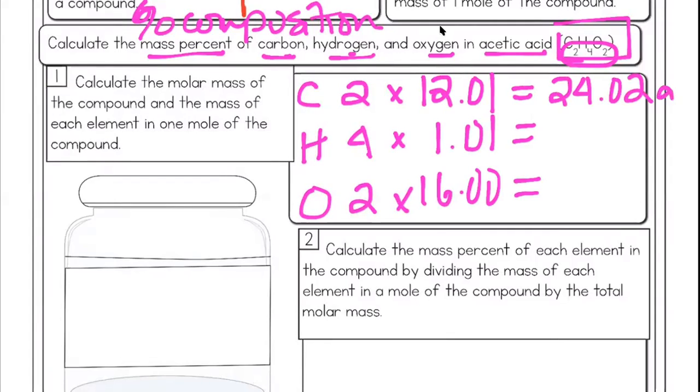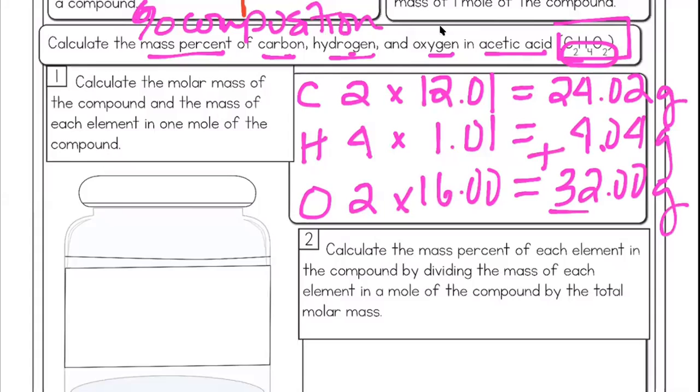And this is grams because we're doing molar mass. Hydrogen, 4 times 1.01 is 4.04 grams. And then my oxygen, 2 times 16, that is going to be 32. And I'll just fill in my zeros here so that everything lines up. And then to get the total molar mass for the compound, I'm going to add these together.